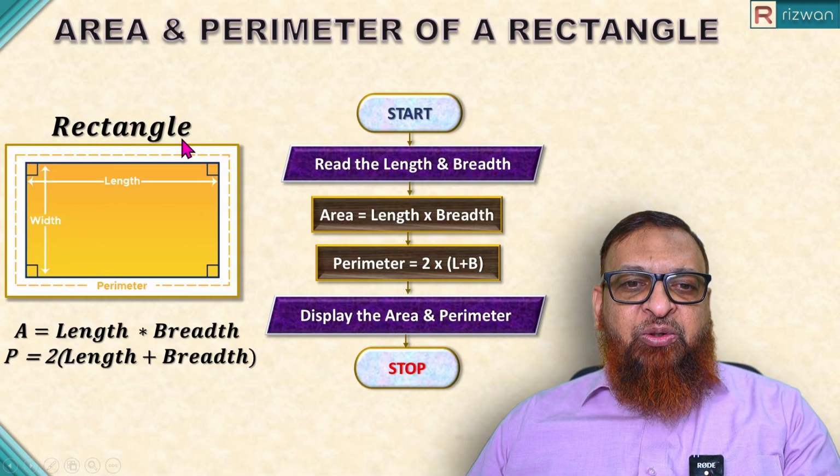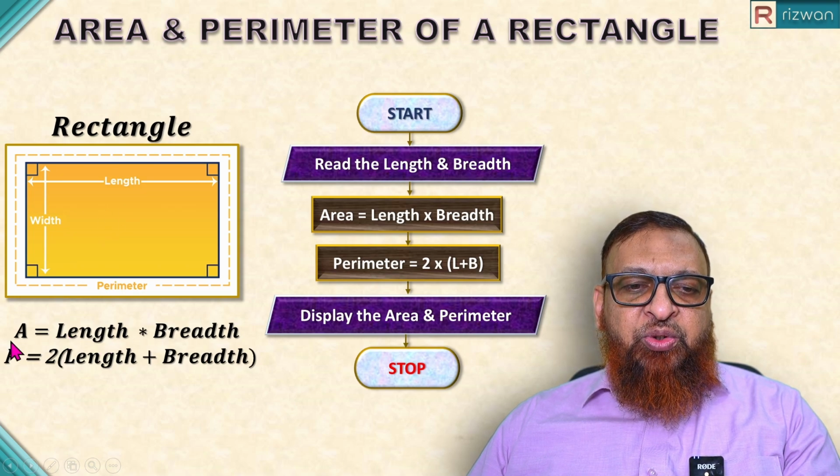You can see a rectangle over here. We have a length and we have breadth. Based upon this input, length and breadth, we are going to calculate the area. Area is given by what? Length into breadth. If you multiply length and breadth, we get the area.